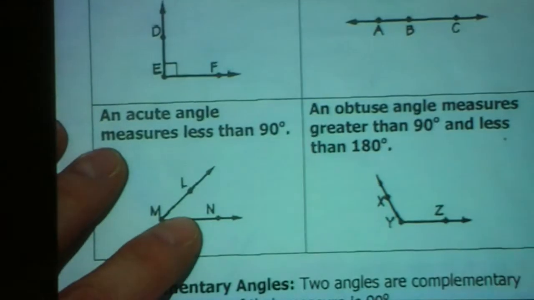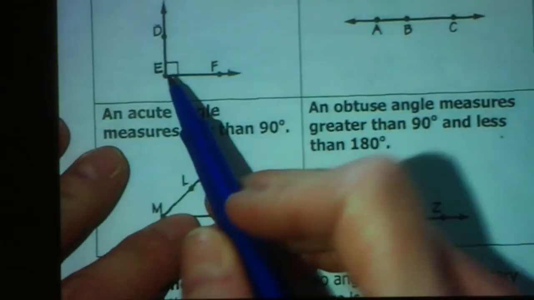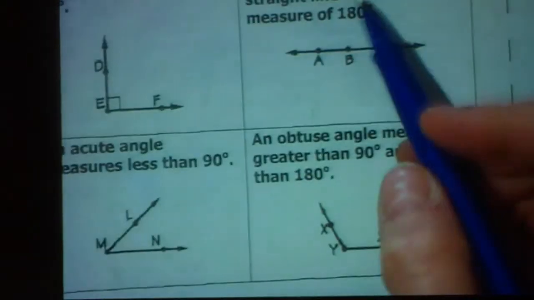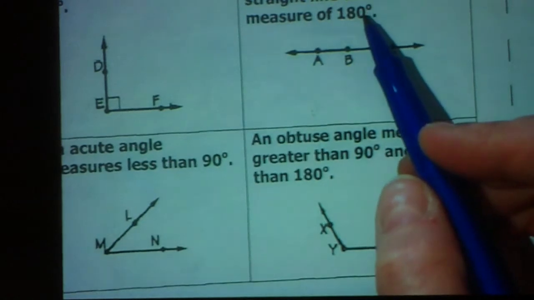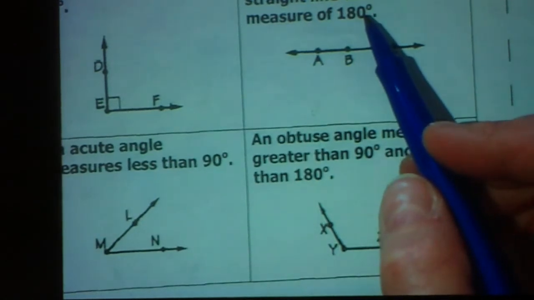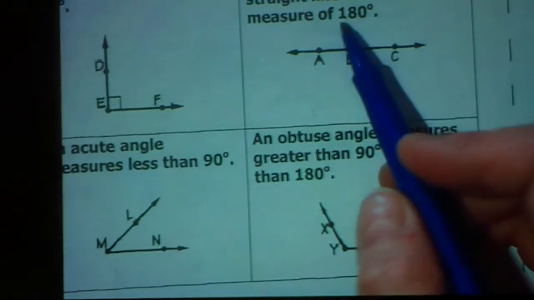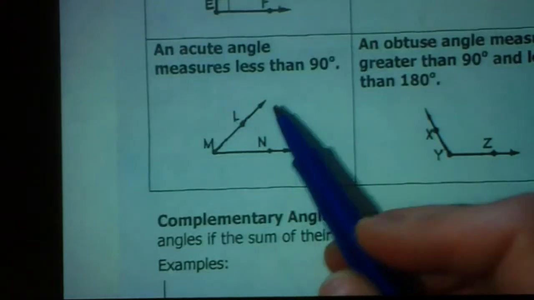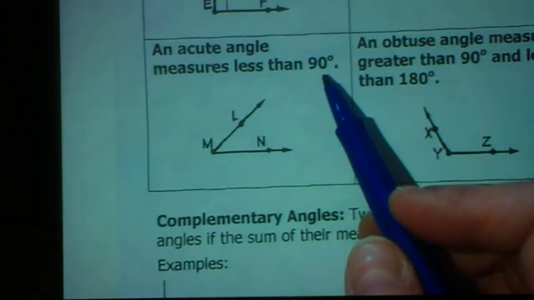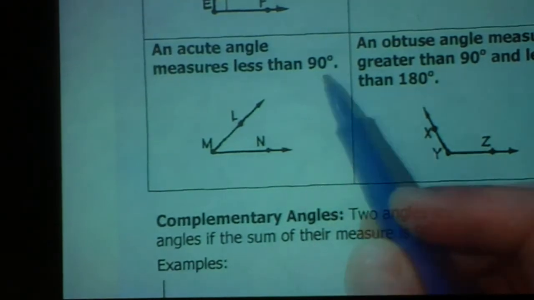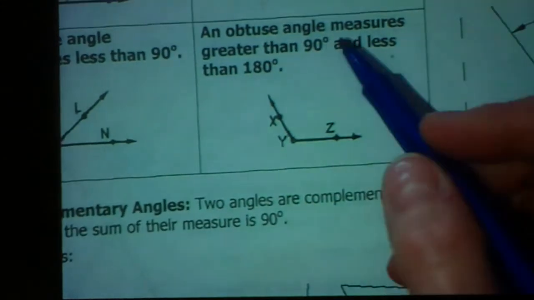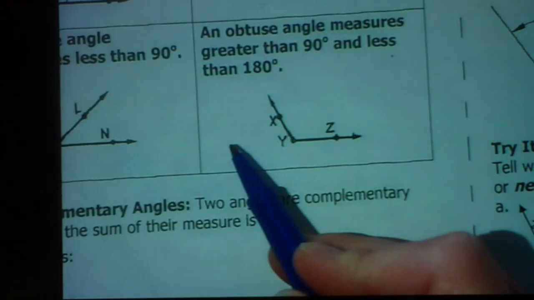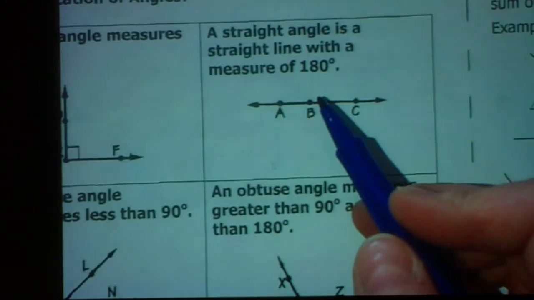A right angle is just a 90-degree angle. You can tell because they'll have a little box there showing it's 90 degrees. A straight angle is a straight line. I know that's a tough one to remember, right? Straight angle, straight line, tricky, I know, but that's 180 degrees. An acute angle is an angle that measures less than 90 degrees, so it's little, it's cute. That's how I remember acute. An obtuse angle measures greater than 90 and less than 180, because if it did measure 180, then it would be a straight angle.